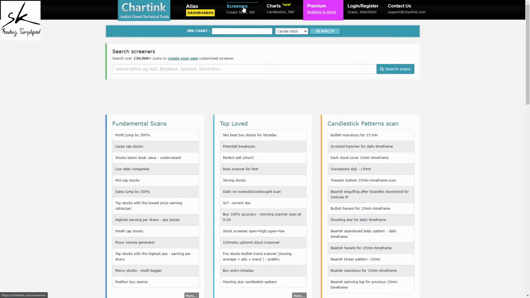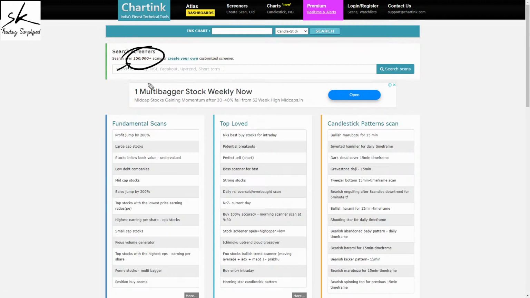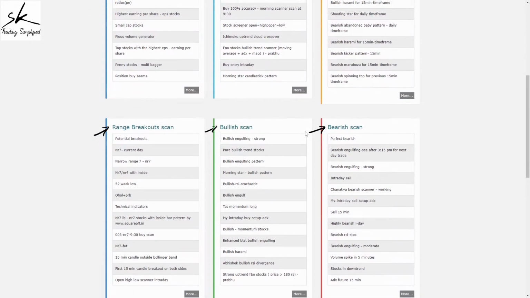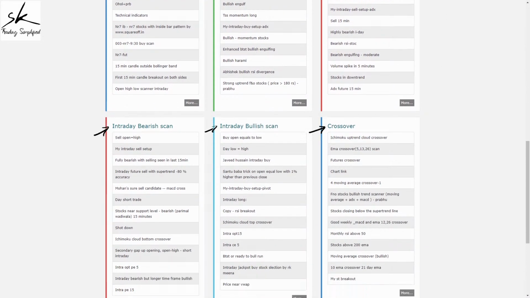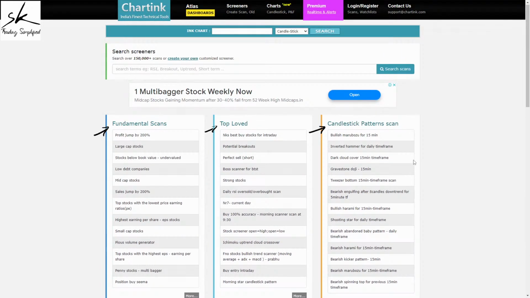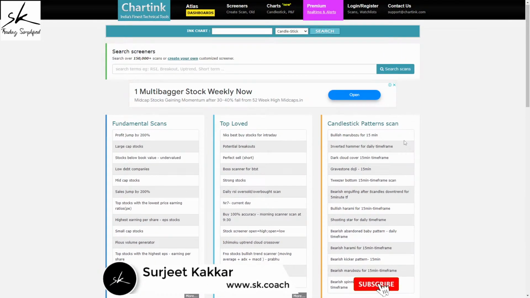And this is not the only screener which is available to you. If you go to the screener section on this website, you can see you have over 150,000 scanners available to you. Some of them are based on fundamental analysis. Then you have your top loved. Then you have based on candlestick patterns. If I go down, you can see you have range breakouts, you have bullish scans, you have your bearish scans. Then you have your intraday bearish, intraday bullish crossovers. So you have n number of scanner screeners available to you. And this is just one website. If you do a Google search, you'll be able to find n number of websites, n number of scanner screeners. Whatever you feel is the right fit for you is the one you can use.